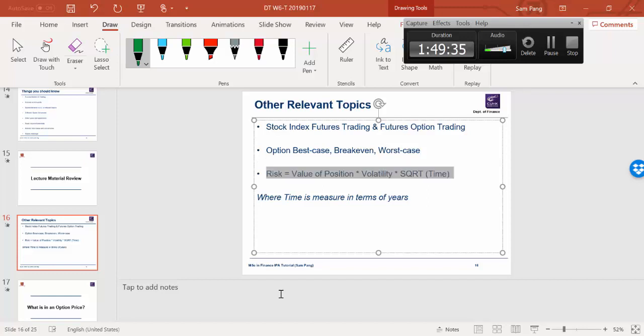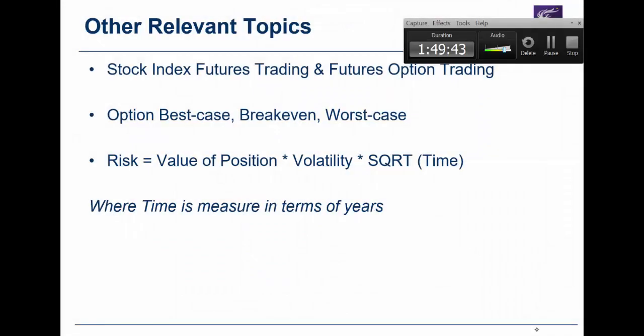I want to share with you one more thing, and then I'll let you go. Risk equals value of position times volatility times square root of time. This is a very, very handy way of just measuring your potential exposure. Let me explain to you what this means. This is regarding options.